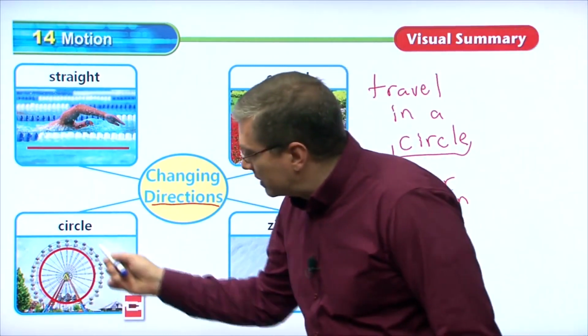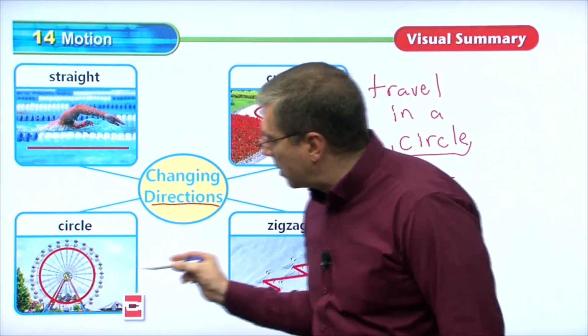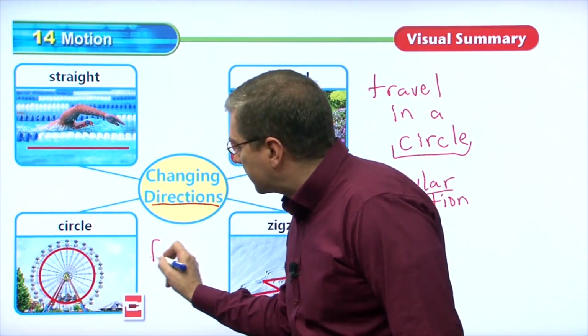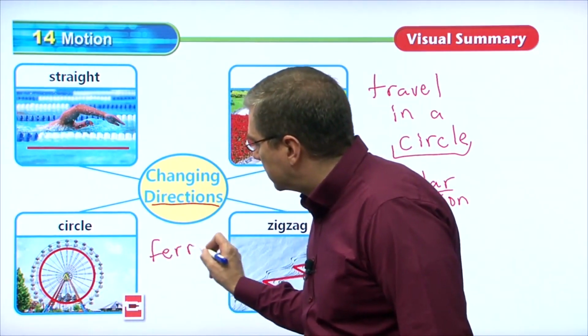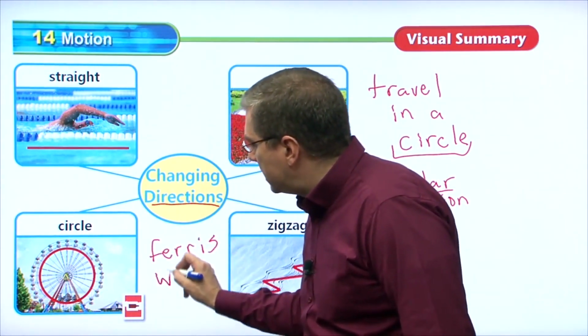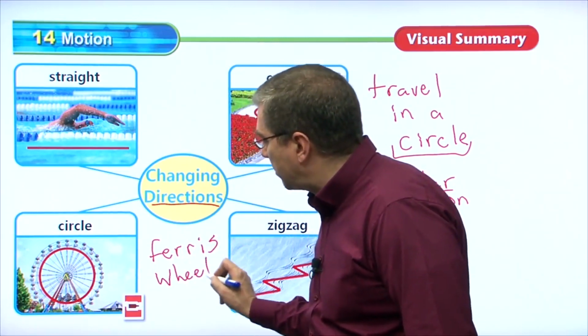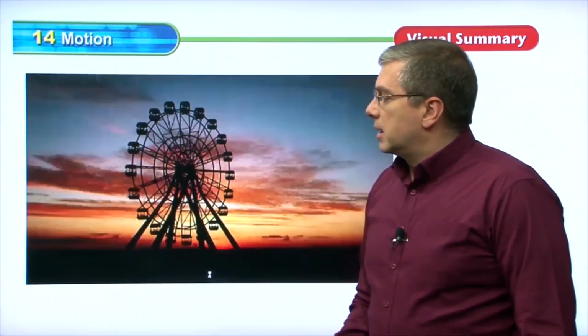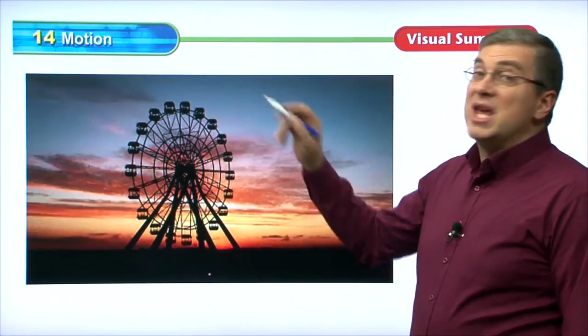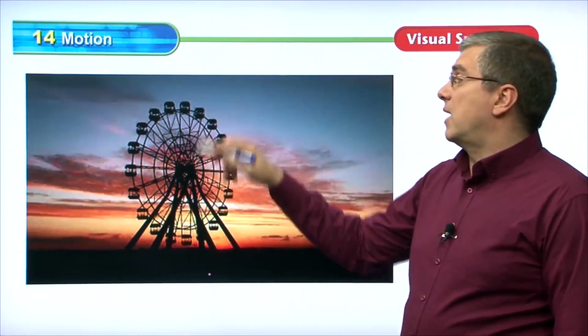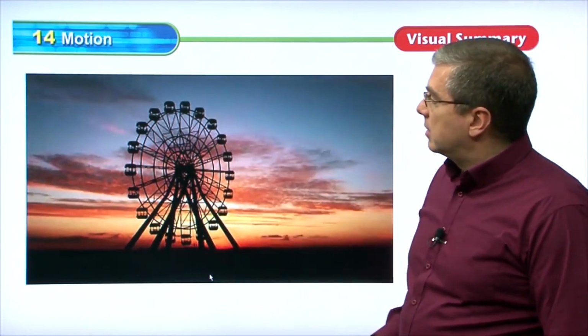And that's what this thing is doing here. What is this thing called? That is a Ferris wheel. You see these at amusement parks. So let's take a look at a video of a very big Ferris wheel. Ferris wheels are fun because you can go up. Let's take a look at the motion.